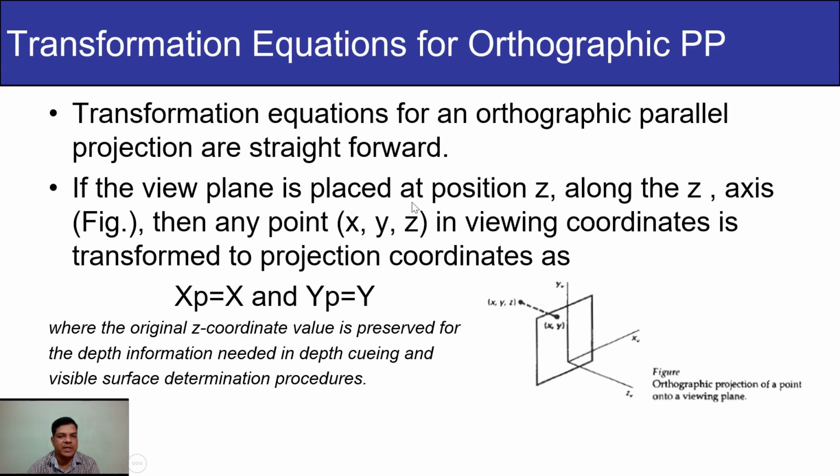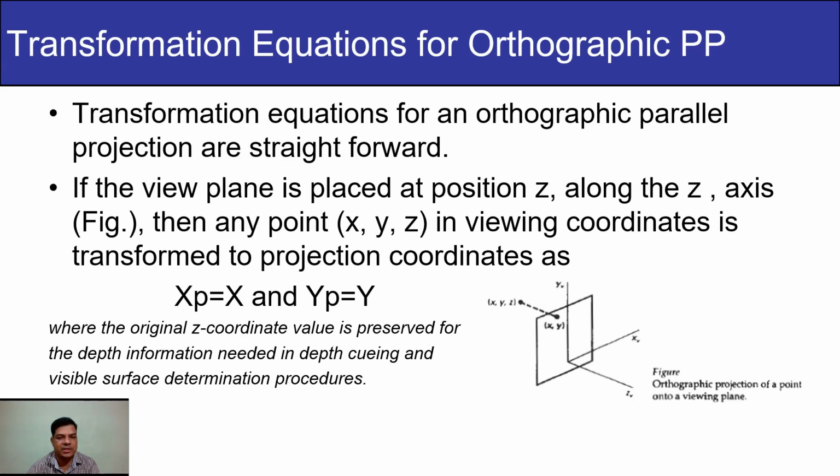If the view plane is placed at position z along the z-axis, then any point x, y, z in the viewing coordinates is transformed to the projection coordinates as xp equals x and yp equals y. Here xp is the projected value along the x-axis and yp is the projected value along the y-axis. So the value of xp is x and the value of yp is y.